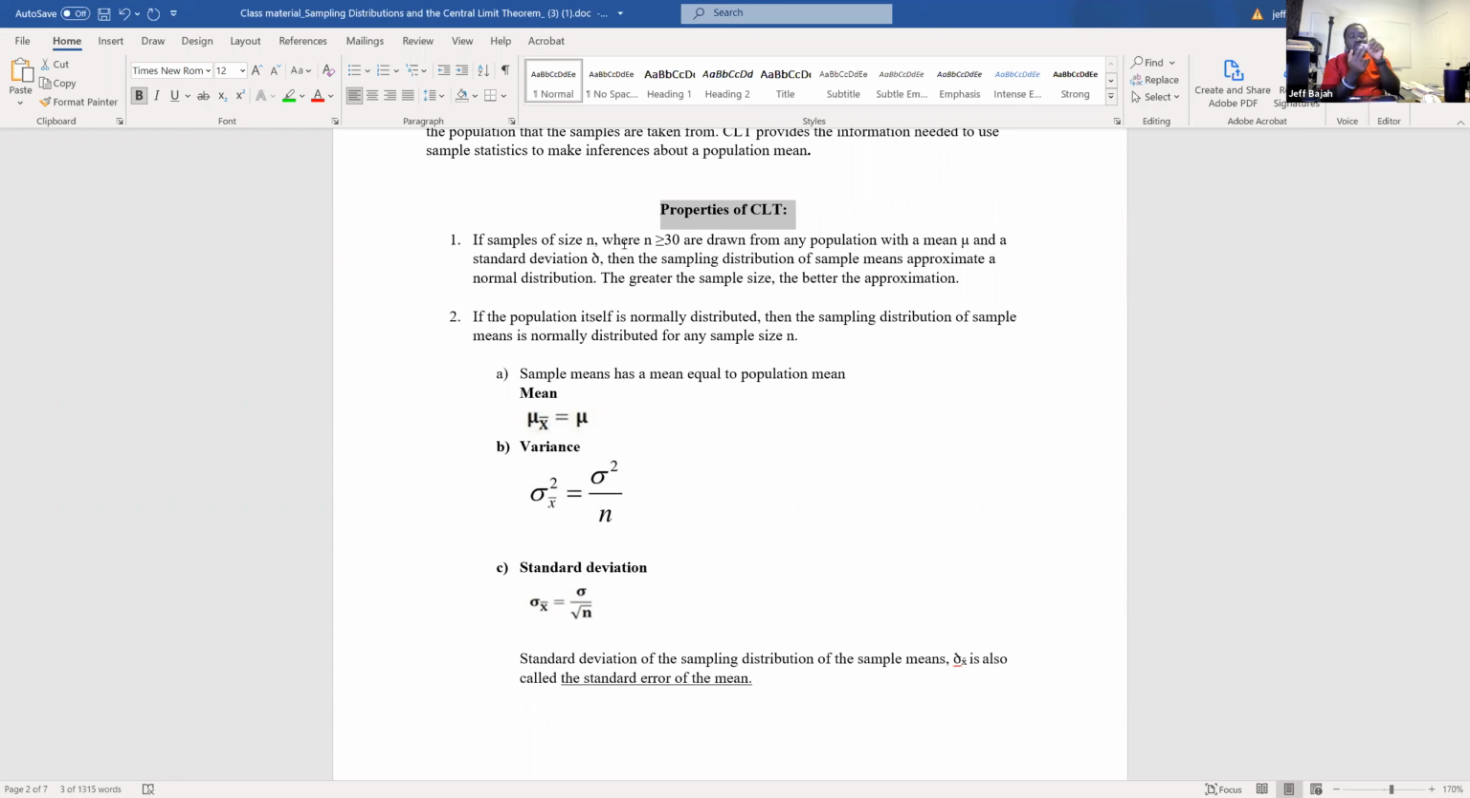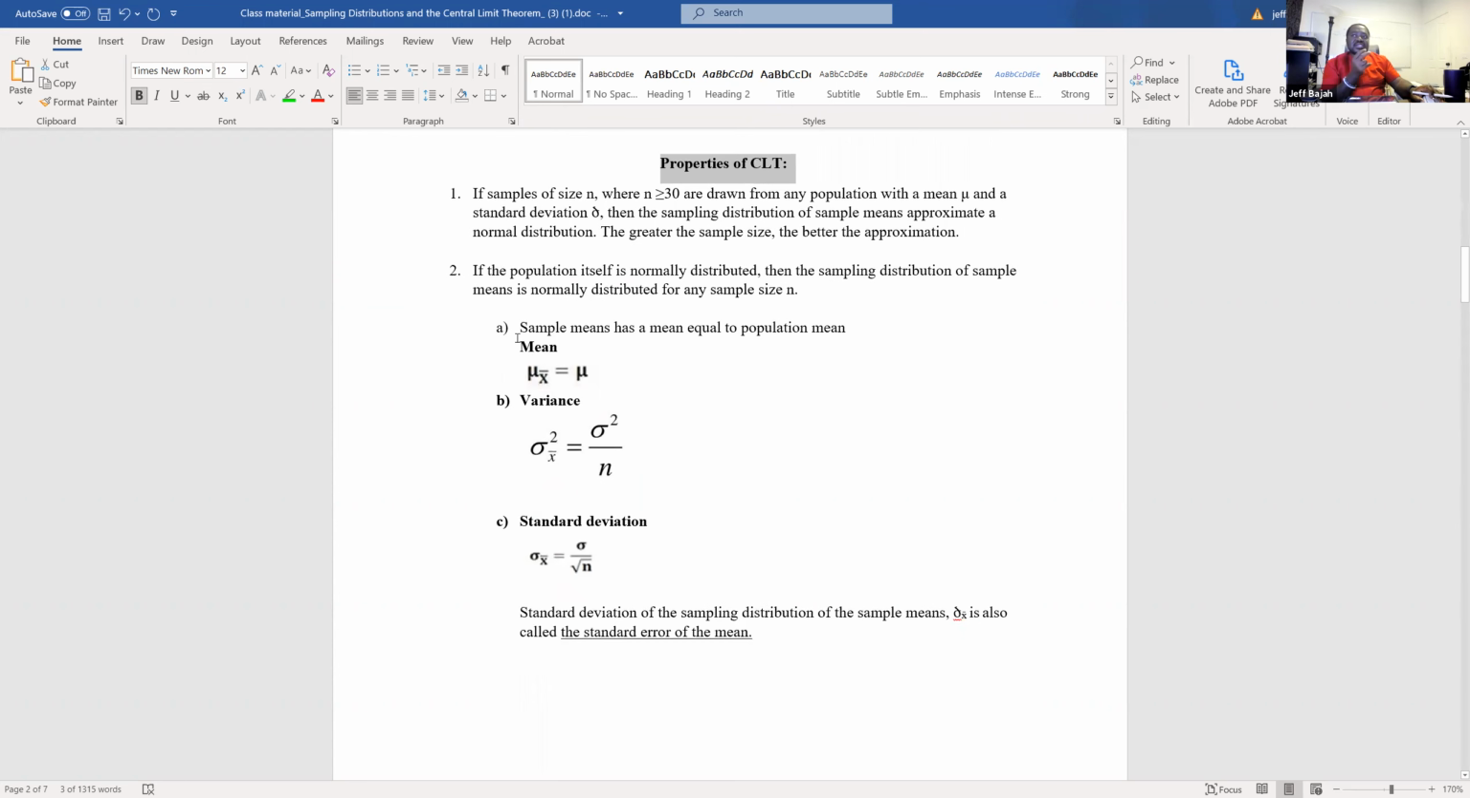Unless the question says it's normally distributed. If the question says it's normally distributed, then that's fine. You solve it. But if it doesn't say that, then N has to be at least 30 for you to be able to solve it. That's the first rule.